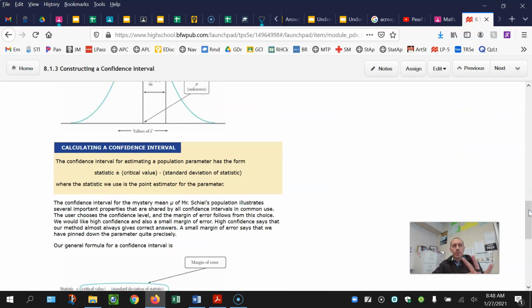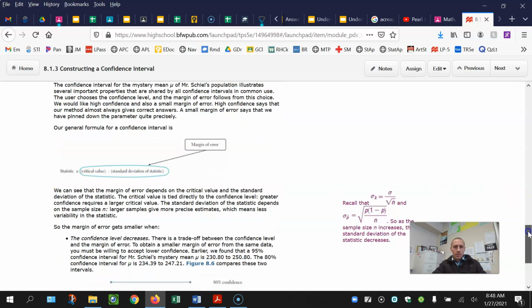So there's 3 parts that make up the confidence interval. We talked about the point estimate, that comes from the sample. And then we have the critical value, which we're going to need to get from the calculator, and then the standard deviation of the statistic. Okay. And these 2 parts that I just mentioned, the critical value and the standard deviation of the statistic, are referred to as the margin of error.